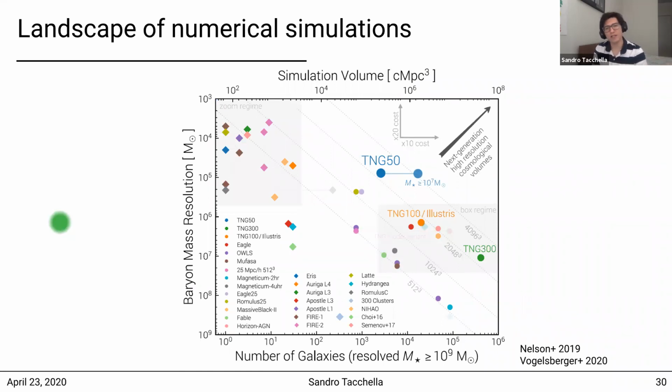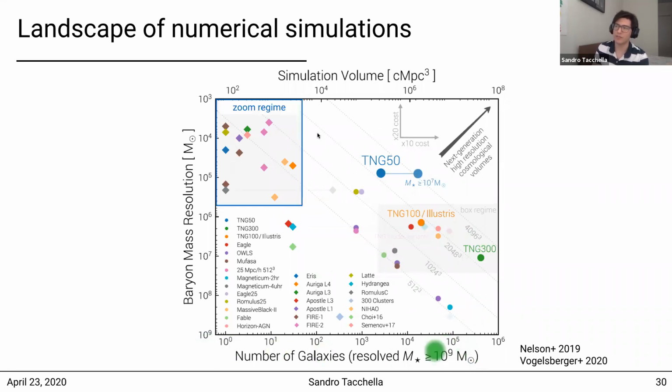So this was all based on very simple considerations, based on basic analytical modeling. Now I want to move on to numerical simulations. And what I show you here is a nice figure from Dylan Nelson's paper that basically shows you the baryon mass resolution. So up here are simulations that have a high resolution. And then we have here the number of galaxies in the simulation box.